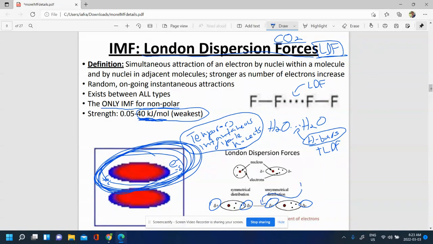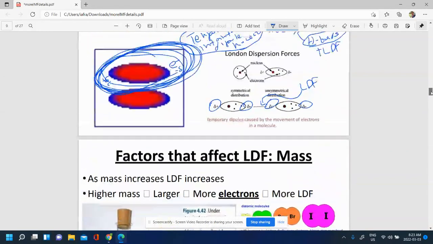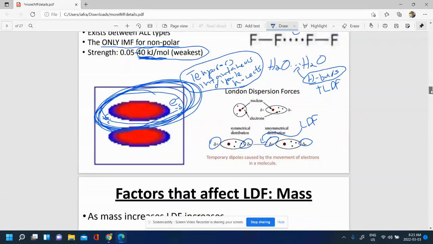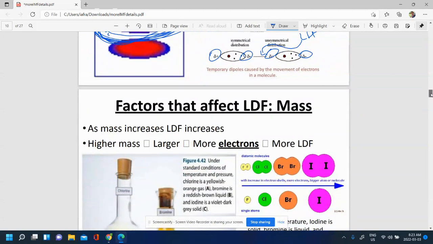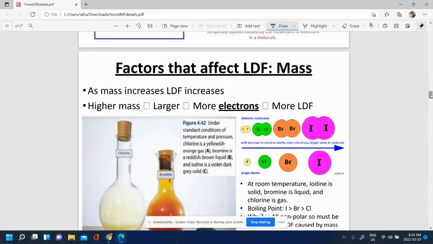But again, it's just temporary. It's instantaneous. It forms and breaks, forms and breaks. And that's why it's so weak. But they are still forces that are there. And when there's a lot of them, they can contribute significantly to some of those physical properties we're going to discuss soon. So let's go take a look at LDF and how they can vary from molecule to molecule.